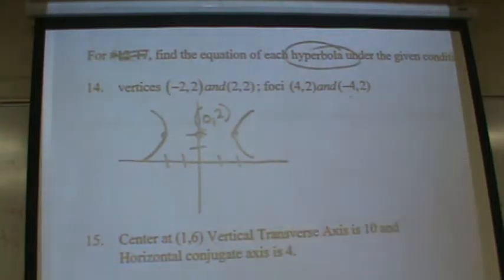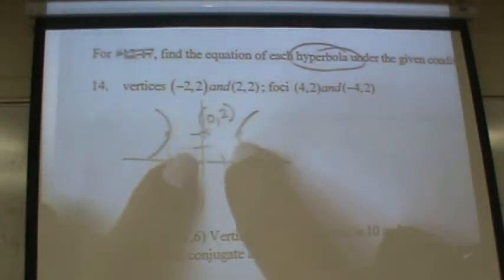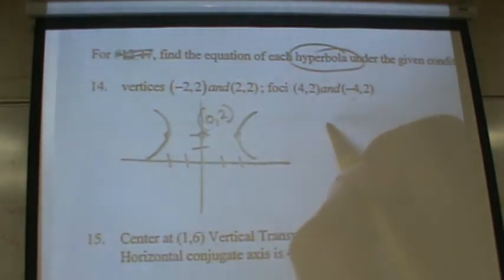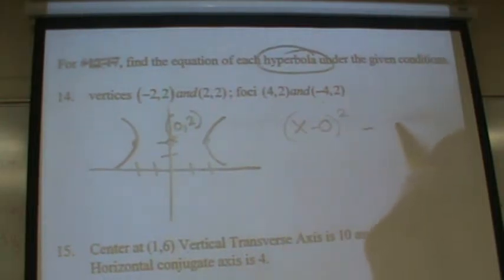So a hyperbola is gonna either hug the x-axis or hug the y-axis. If it's an X, it looks like an X. If it's a Y, it looks like a Y. Does this look like an X? Looks like X's. So the center, 0, 2, it's gonna look like this, x minus 0 squared. Now, a hyperbola has a minus sign, not a plus sign.